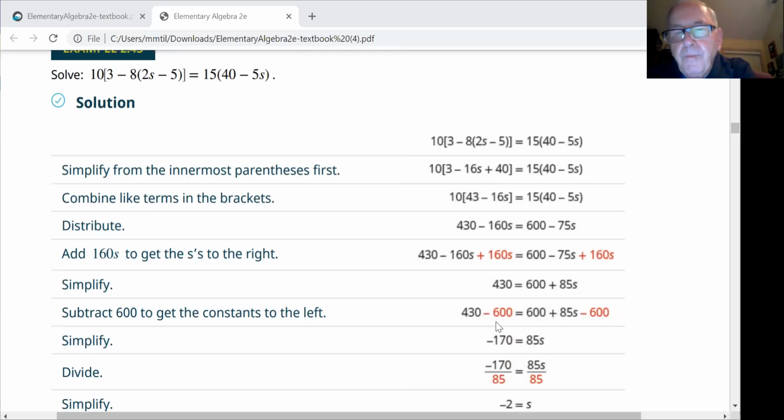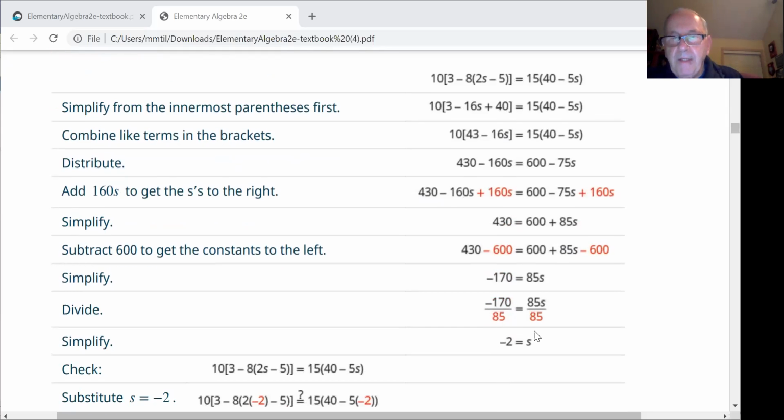Now you're going to subtract 600 from both sides, because we want the variable to be by itself on the right-hand side. So we want to get rid of this 600 and move it over to the left-hand side. We do that by adding a negative 600 to both sides. So we get negative 170 is equal to 85s. You divide both sides by 85. 85 goes into 170 two times. So s is equal to minus 2, because it was minus 170.